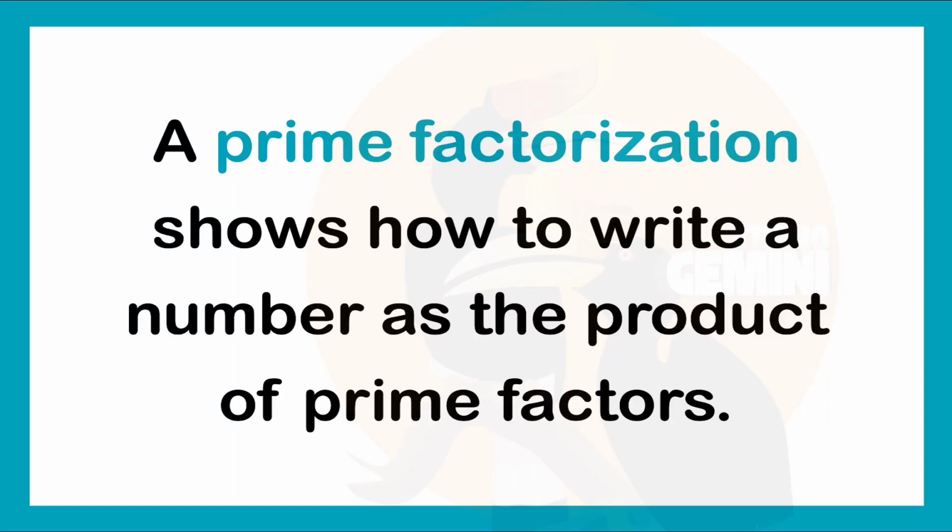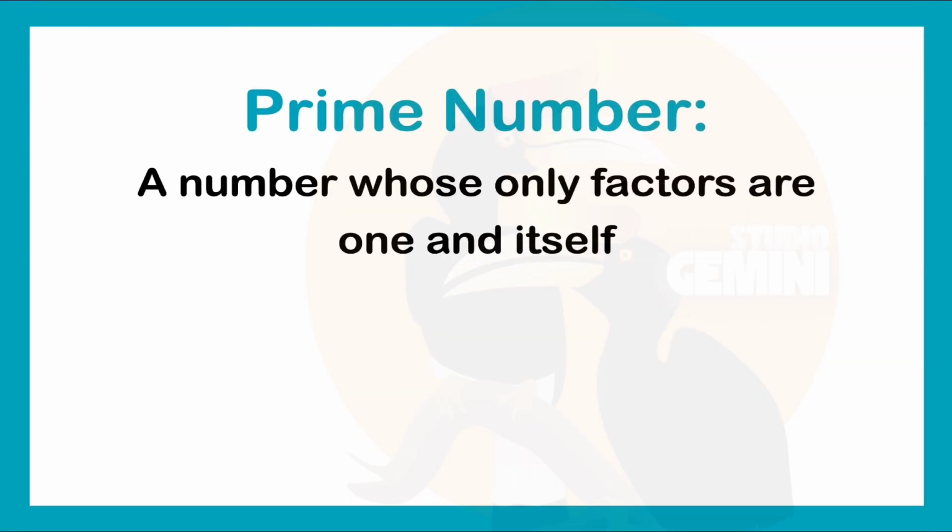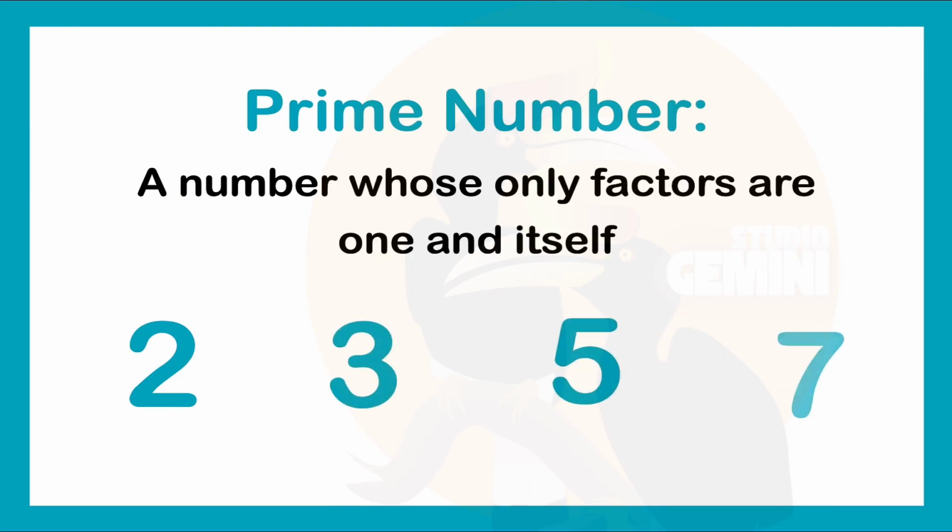A prime factorization shows how to write a number as the product of prime factors. In this video, we will be working to write prime factorization using exponents. As a reminder, a prime number is a number whose only factors are 1 and itself. For example, 2 is a prime number because the only factors of 2 are 2 and 1. More examples of prime numbers are 3, 5, and 7. But remember, there are many more.